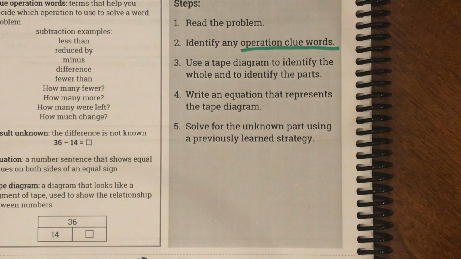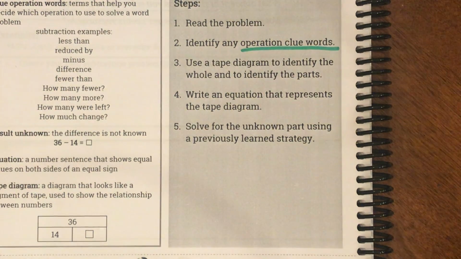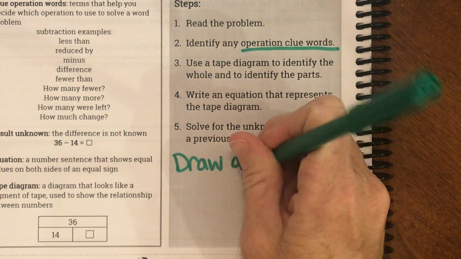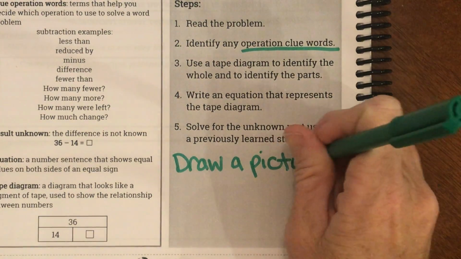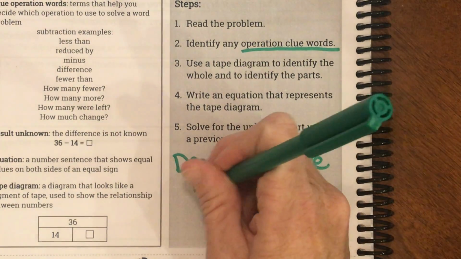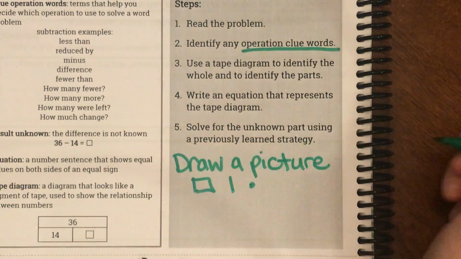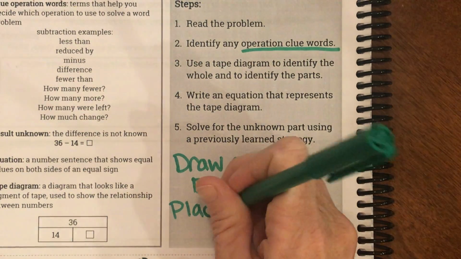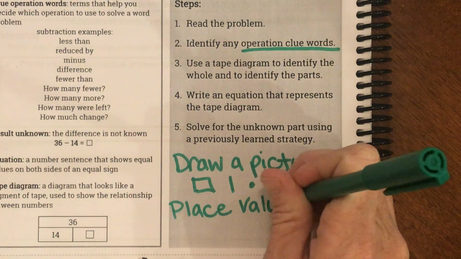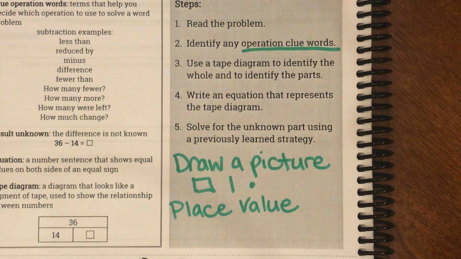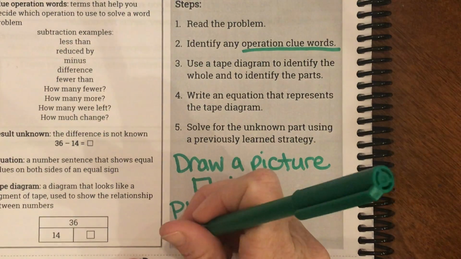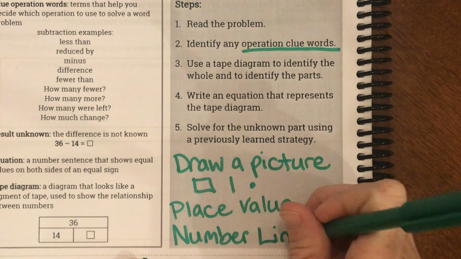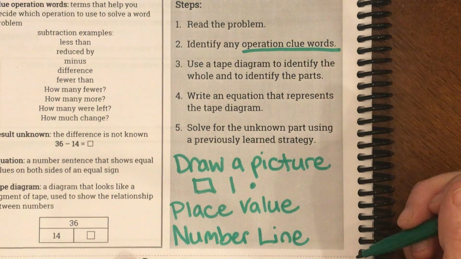So we're towards the end of our unit, friends. We've learned 3 strategies. We've learned the draw a picture strategy. And remember when we used draw a picture, we drew those base 10 blocks where we had hundreds, tens, and ones. We also had our place value strategy. That was another strategy we did. And then the last strategy that we just finished was our number line strategy. So we have 3 strategies that you get to choose from to solve, okay?